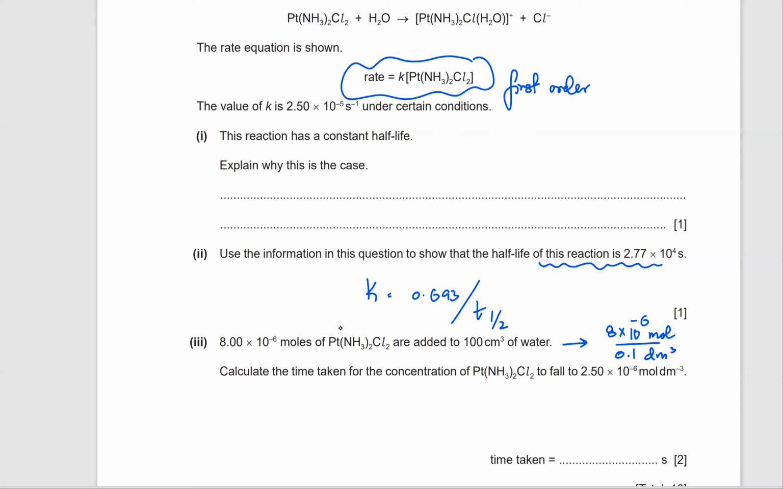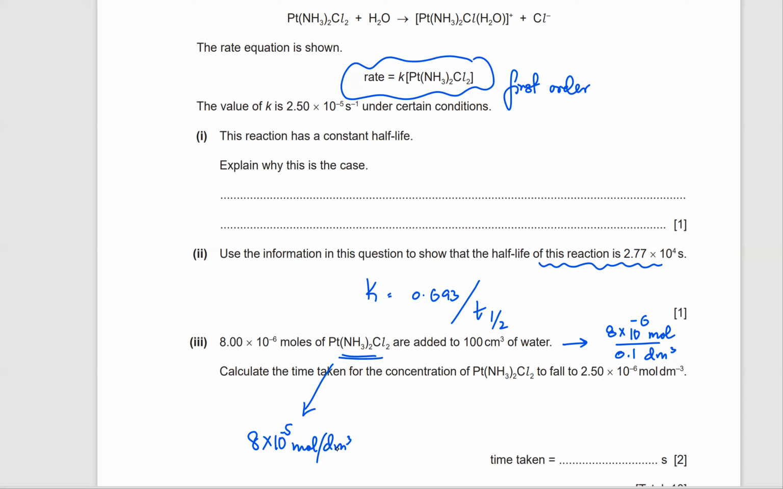So what is this? Is that 8 times 10 power minus 5? Yes, sir. Remember, the rate equation does not take moles, it takes concentration. Some people will make this mistake and put moles directly. Remember the rate equation deals in concentration, so it's 8 times 10 power minus 5 mole per dm³. So that's your starting concentration, right?